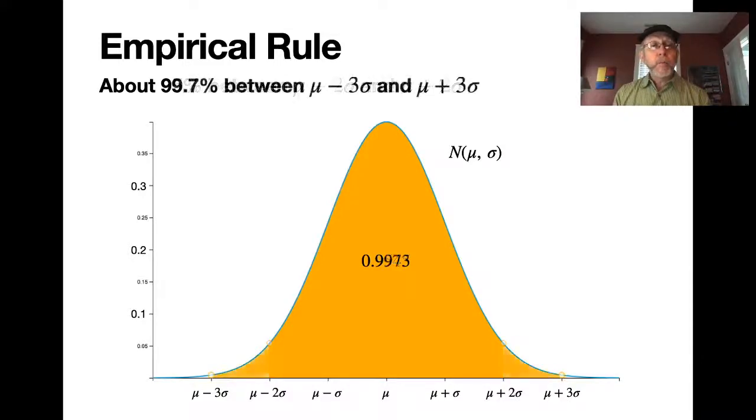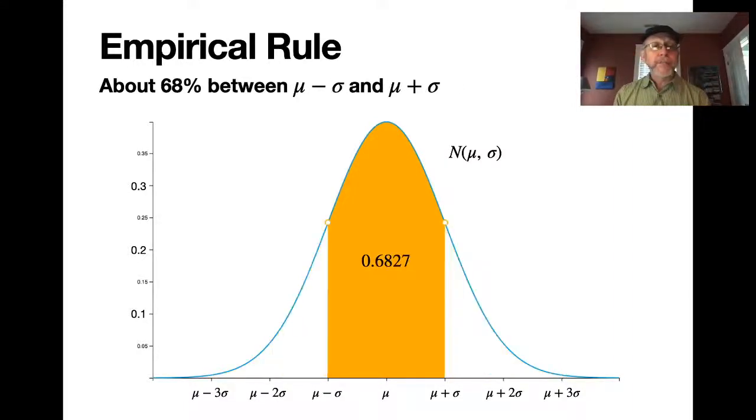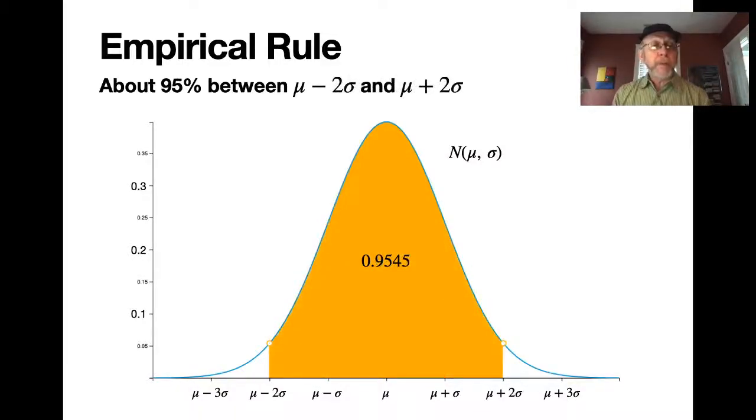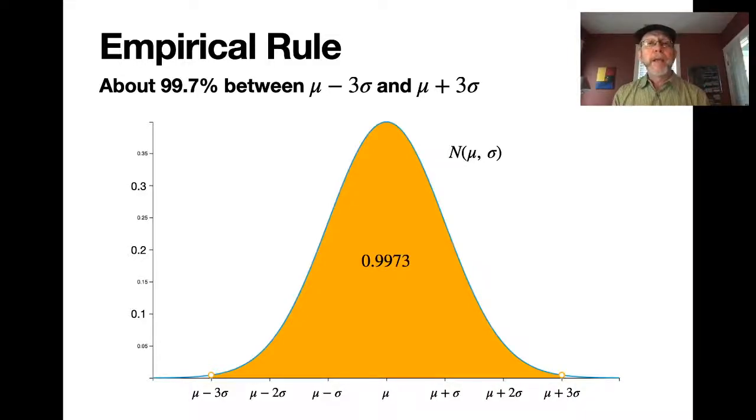And looking between mu minus 3 sigma and mu plus 3 sigma, in other words, at values within 3 standard deviations of the mean, you find that 99.73% of the values lie in that range. So the empirical rule is kind of those 3 benchmarks, 68% approximately within 1 standard deviation of the mean, 95% approximately within 2 standard deviations of the mean, and 99.7% within 3 standard deviations of the mean. And again, this holds for any normal distribution.